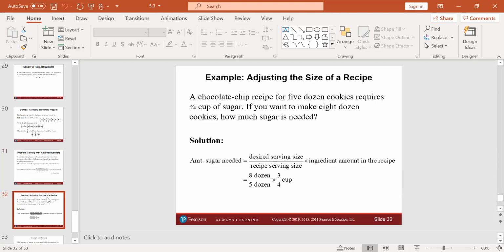If you want to make 8 dozen cookies, how much sugar is needed? So here's the skinny. You want to make more than the 5 dozen cookies that the recipe is calling for. You want to make 8.